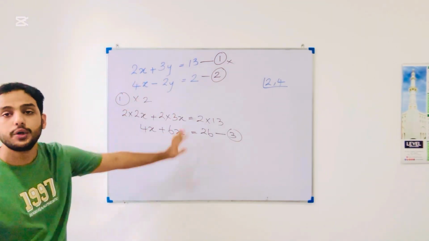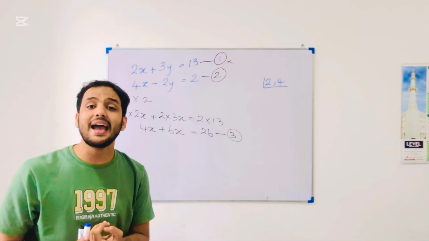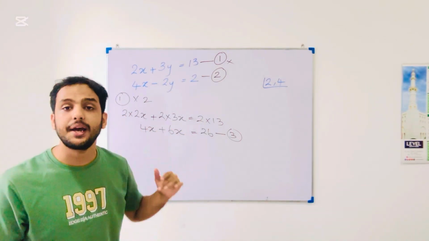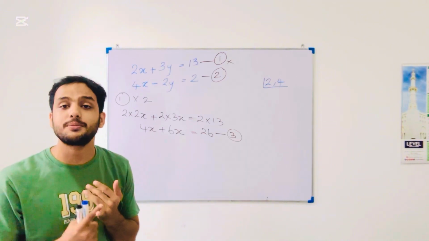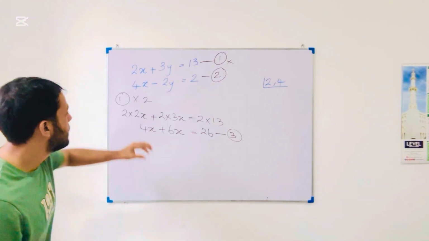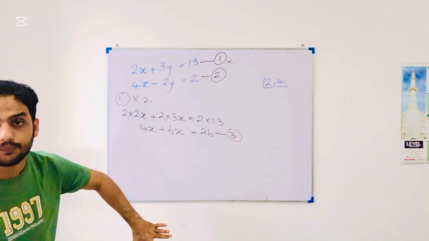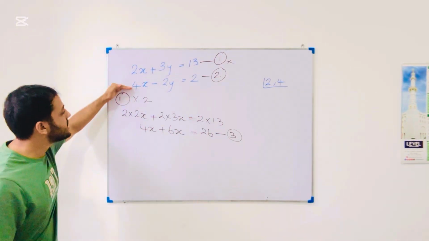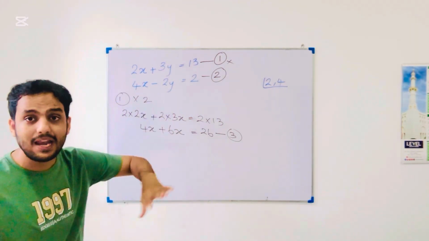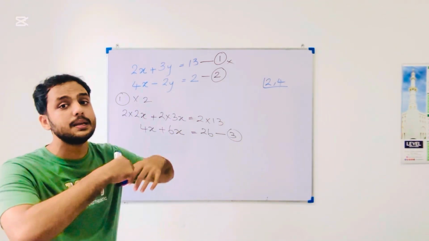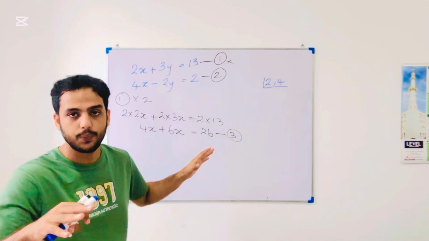If you're going to remove a term and the terms have the same sign, you always subtract one equation from the other. Here, if you have 4x and 4x, to make it 0 you subtract, right? Now if you have minus 4x and minus 4x, again to make it 0 you still subtract, because when you add two minuses it becomes more negative and doesn't get to 0.